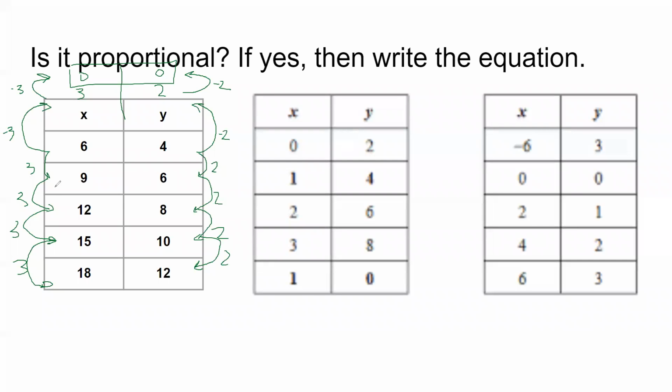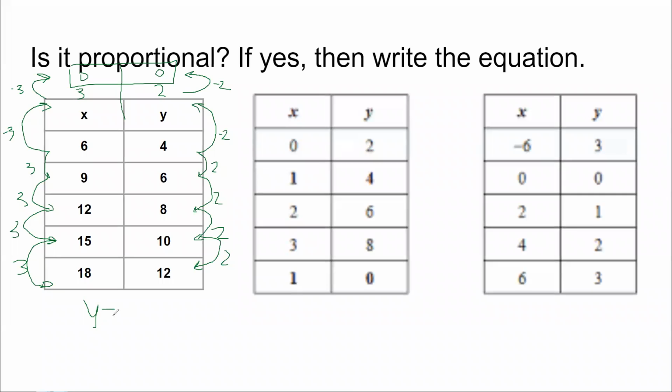So since this is proportional, we're going to be writing an equation. So we have to figure out what our slope is, what m is. To do that, I'm looking at the change in y over the change in x. I already figured that out. The change in y each time is 2. The change in x each time is 3. So my answer is going to be 2 over 3. Keep my x, and that's my equation.